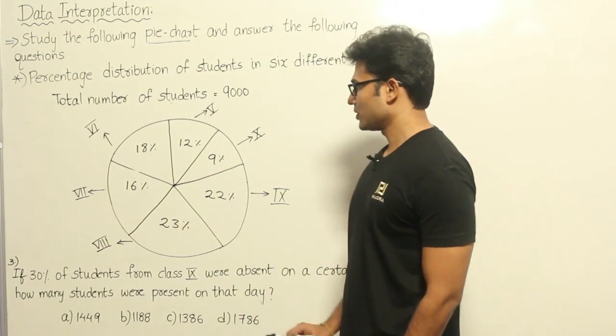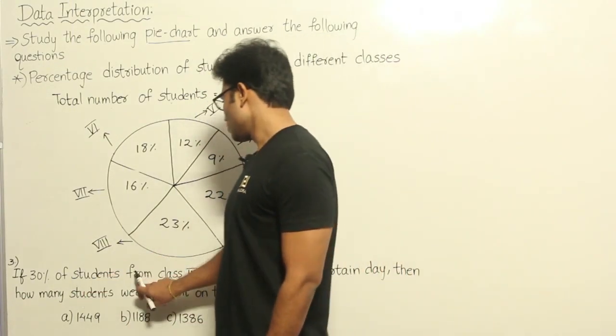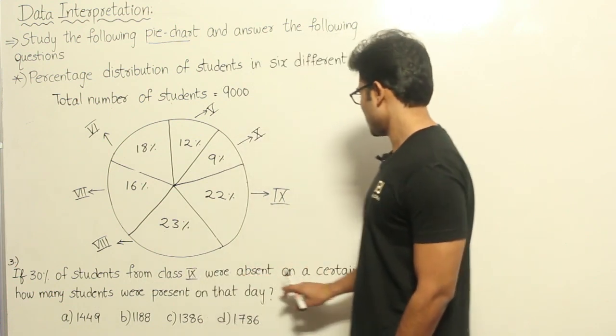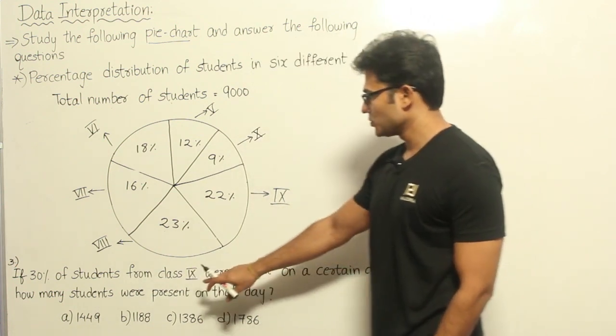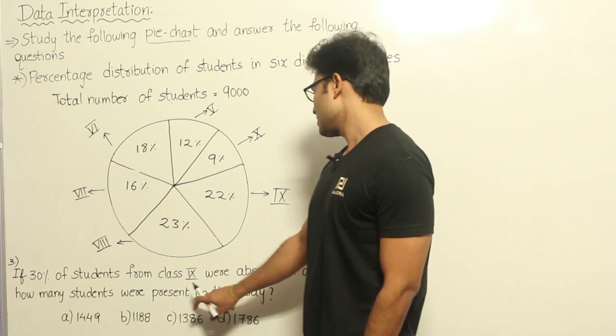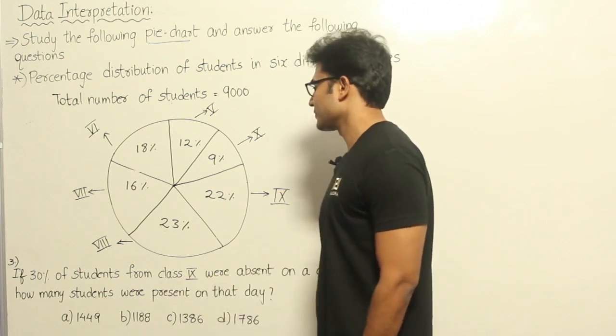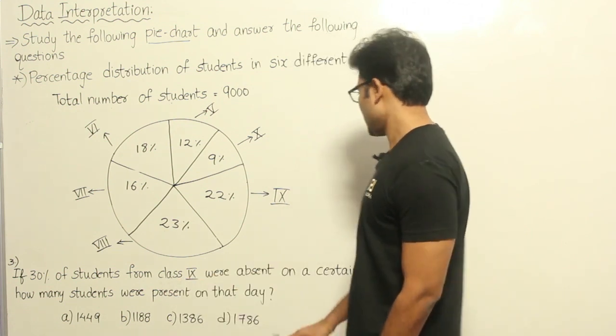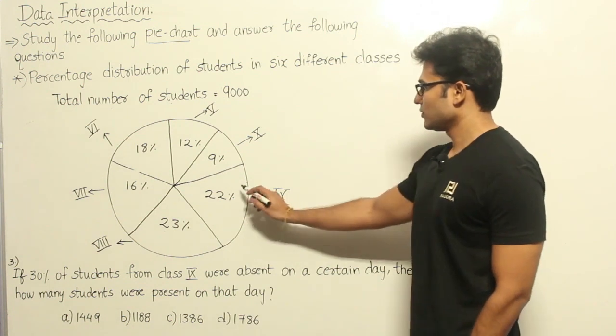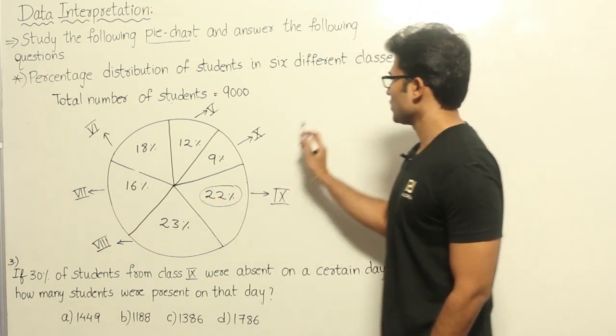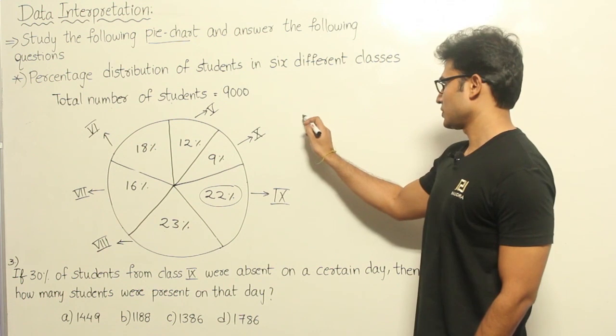Now let's see one more question on this data. If 30% of the students from class 10 were absent on a certain day, then how many students were present on that day? Now it is given that class 9 contains a total of 22% of 9,000, isn't it?